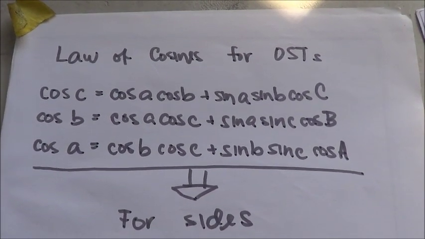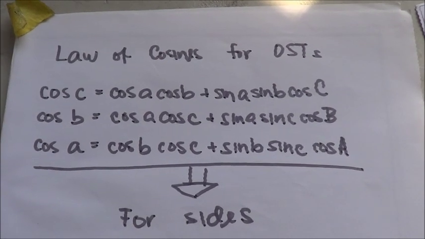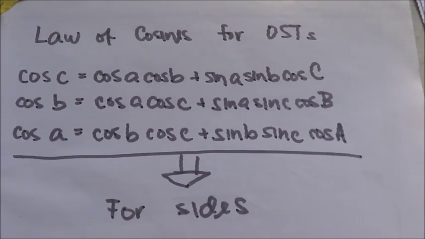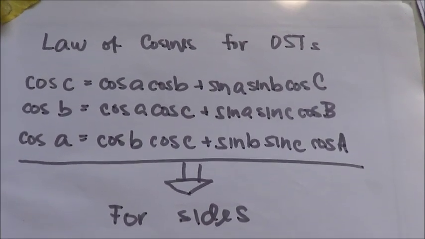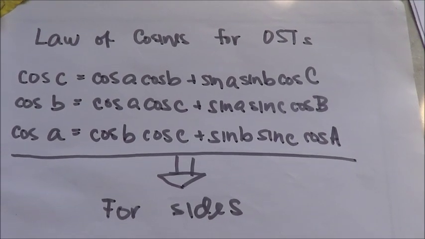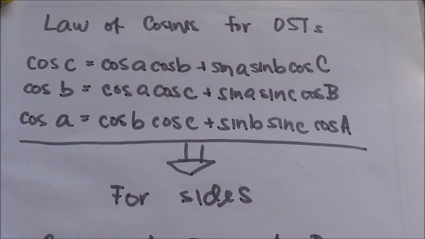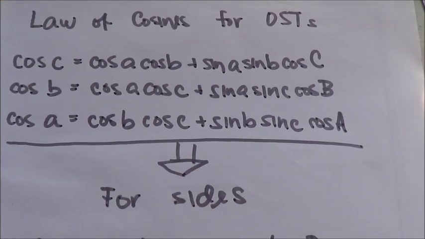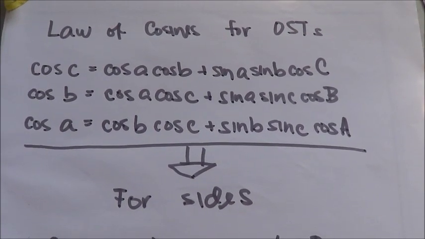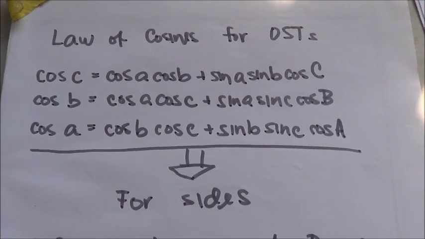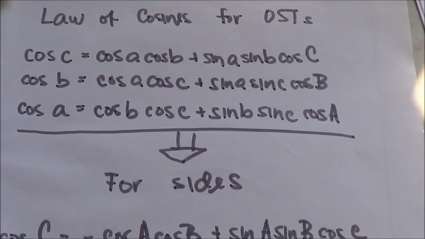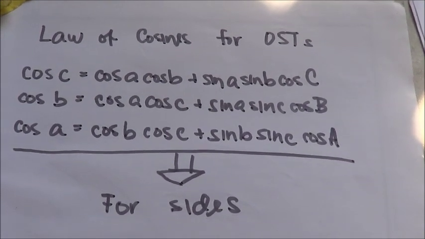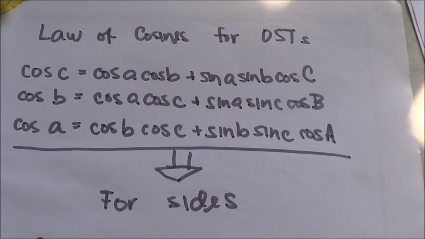Cosine c equals cosine a cosine b plus sine a sine b cosine uppercase C. Cosine b equals cosine a cosine c plus sine a sine c cosine uppercase B. Cosine a is equal to cosine b cosine c plus sine b sine c cosine uppercase A. These 3 formulas are for sides, which means that if you are given the measurements of the sides, these are the formulas to be used. By the way, the lowercase letters indicate the sides, and the uppercase letters indicate the angles.